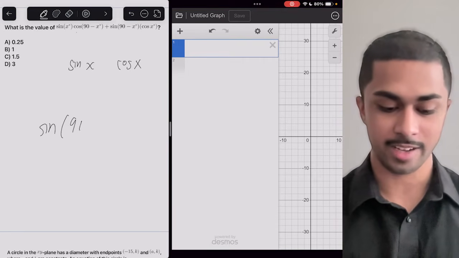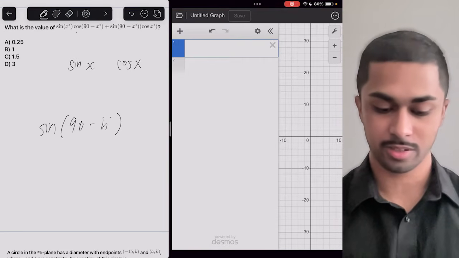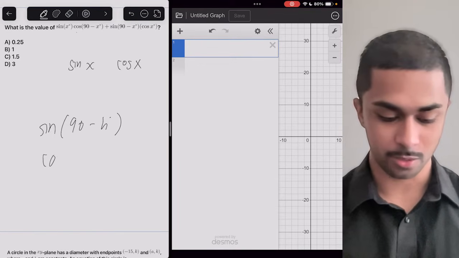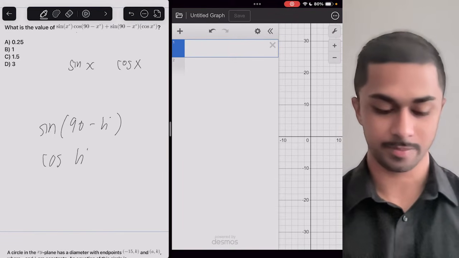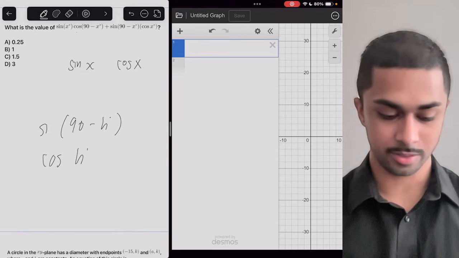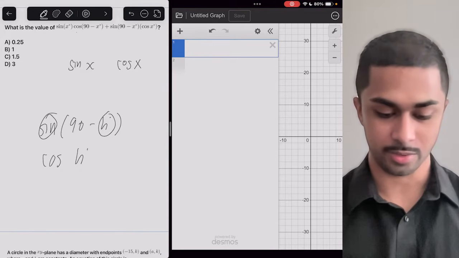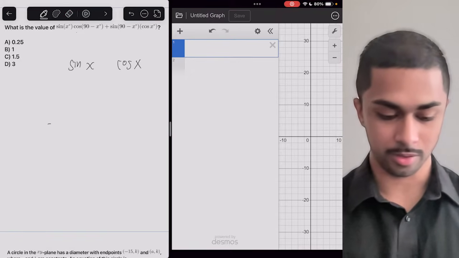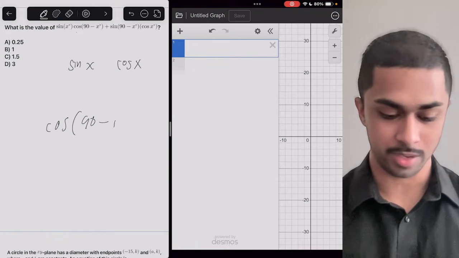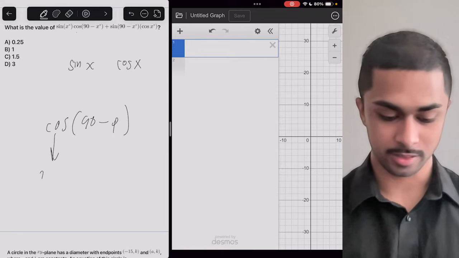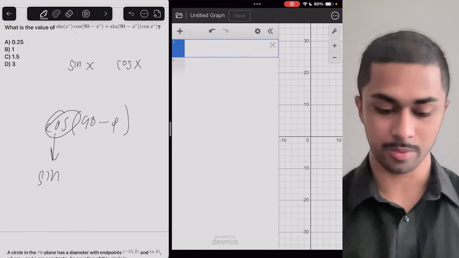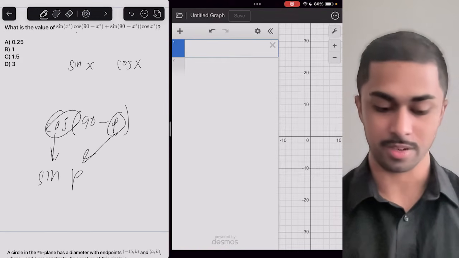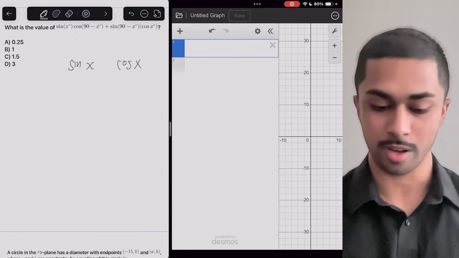Now, before we move on, let's do a little more practice. So what is sine 90 minus h? Cosine h, right? Because you just flip this and you take this variable down here. Let's do another one. Cosine 90 minus p, what is this? Sine p, because you flip this, then you take this, p. You just need to memorize that, that's all.